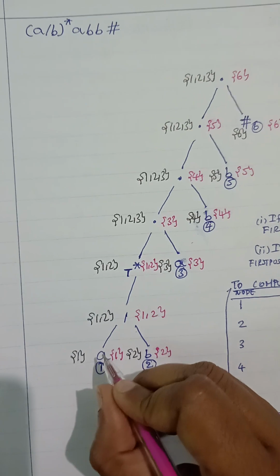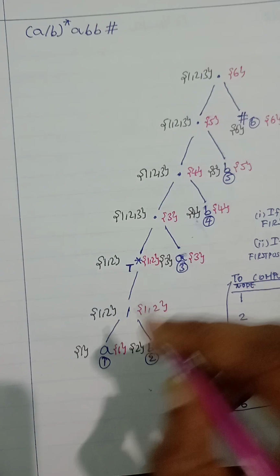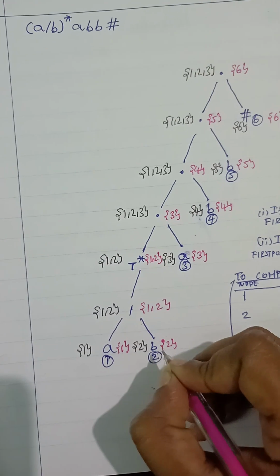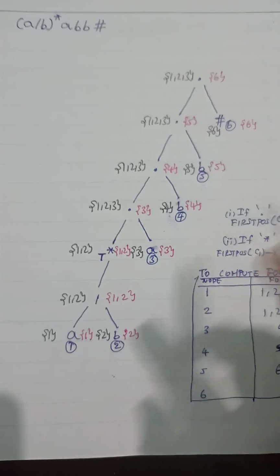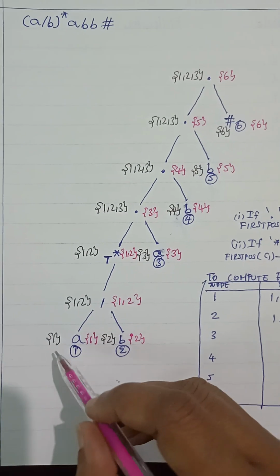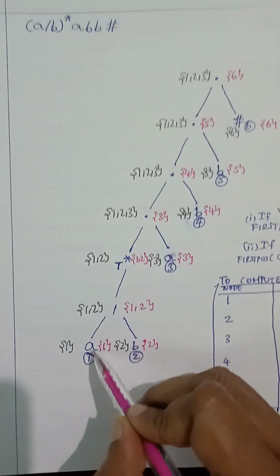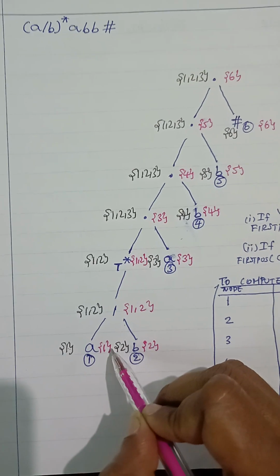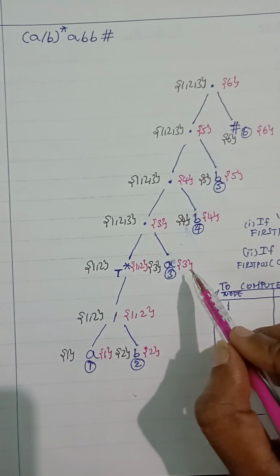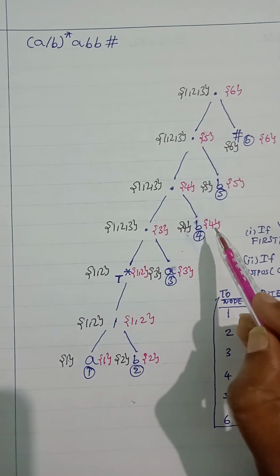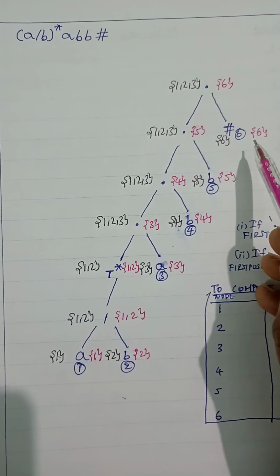So now I'm going to calculate the first position and the last position. Here all the leaf nodes are marked with the position i. Here this a node is marked with position 1 and b node is marked with position 2, 3, 4, 5, 6. If a node is marked with the position i, how are we going to write the first position and the last position? The same i. So first is 1 and last is also 1. First is 2 and last is also 2. First is 3, last is also 3. First is 4, last is also 4. First is 5, last is also 5. And for this node, first is 6 and last is also 6.